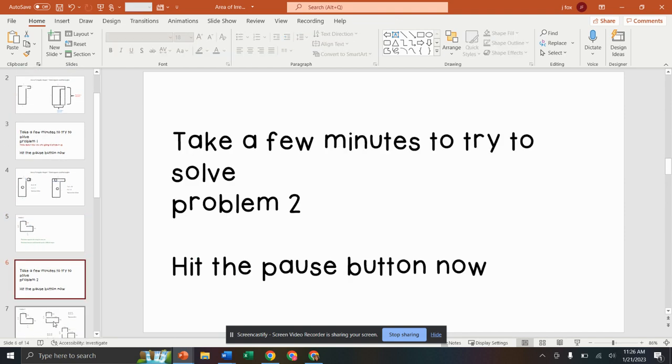All right, so you're going to take a few minutes to try to solve problem 2. Hit the pause button, and when you're done, come back and see how you did.